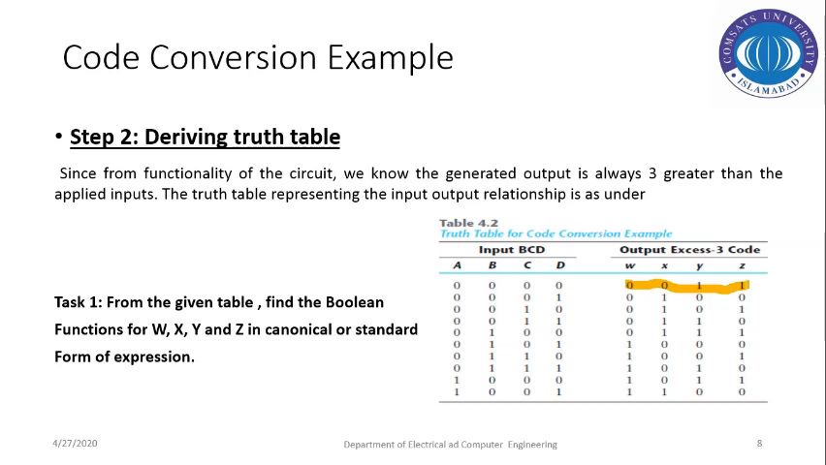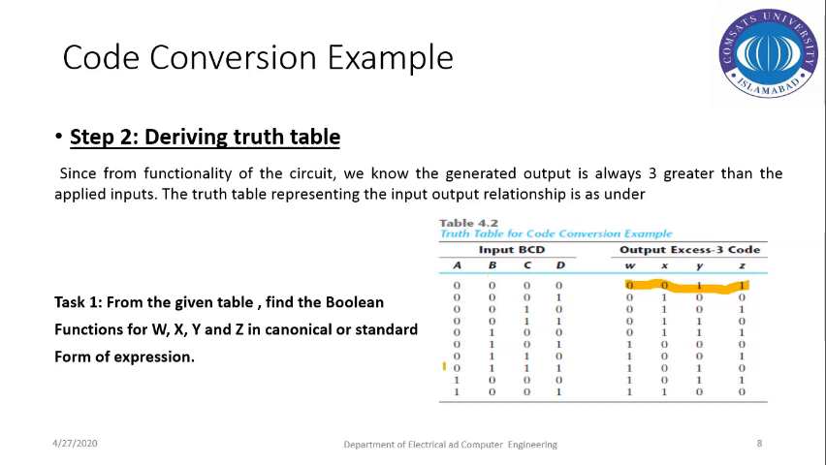If we see this combination, the output is 3 greater than the input. The input magnitude was 0 and the output is 3. So the excess-3 code for the BCD number 0000 is 0011.